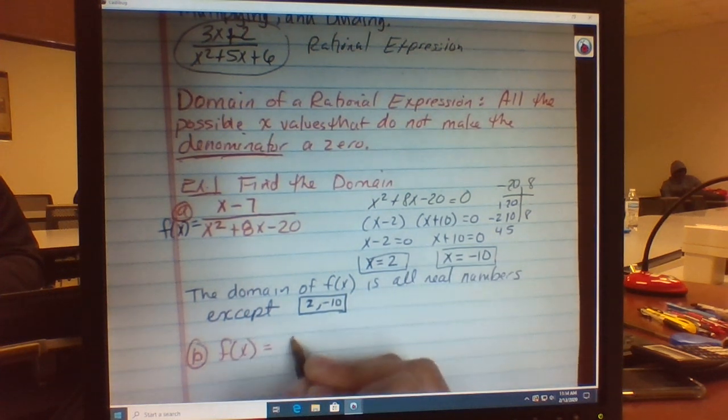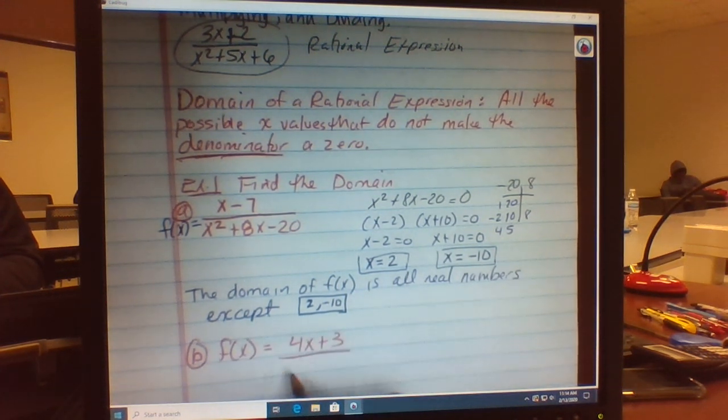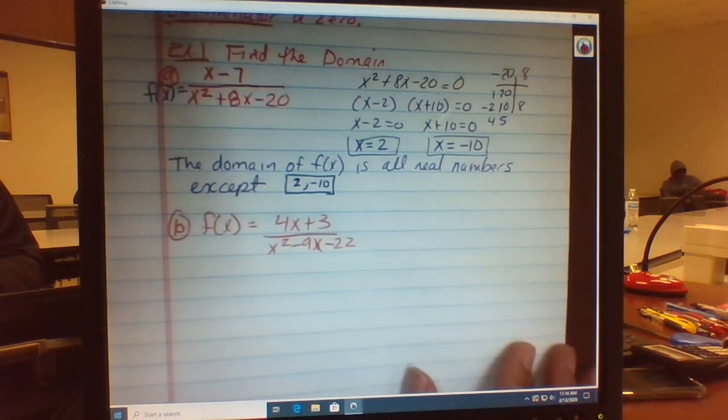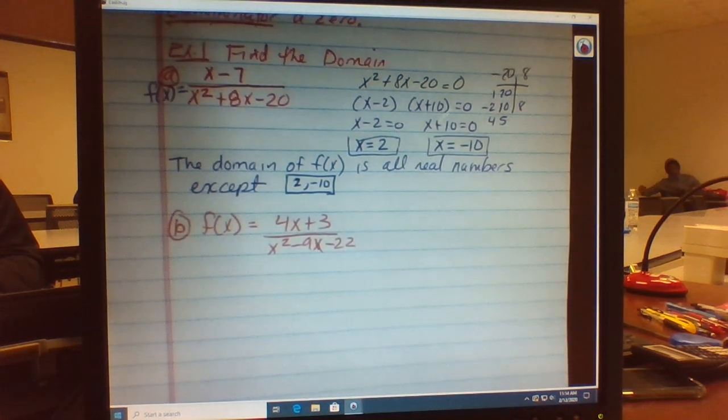So let's try one on your own. 4x plus 3 over x squared minus 9x minus 22. So only one question out of the 13 for this assignment deals with domain and range that I saw. Only one question. So you're looking for your domain, you have to take your denominator, set it equal to 0, find the two factors, work on it a little bit, please.